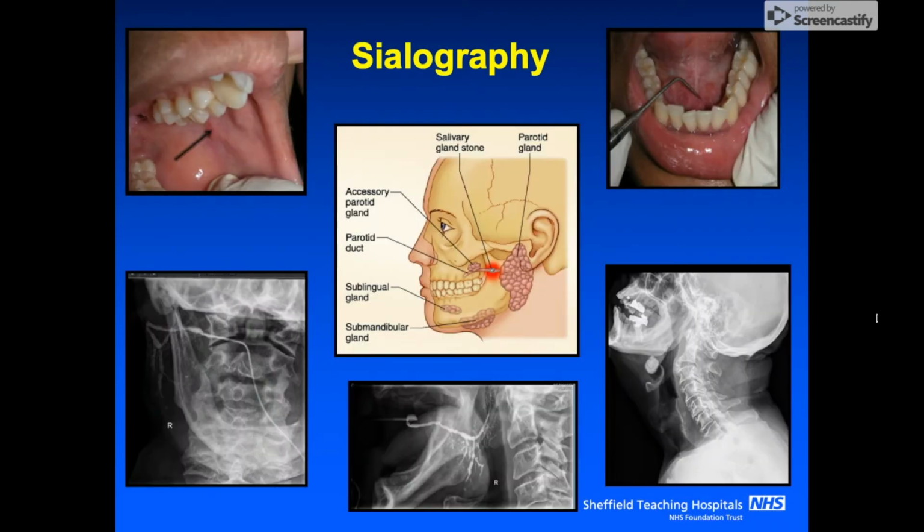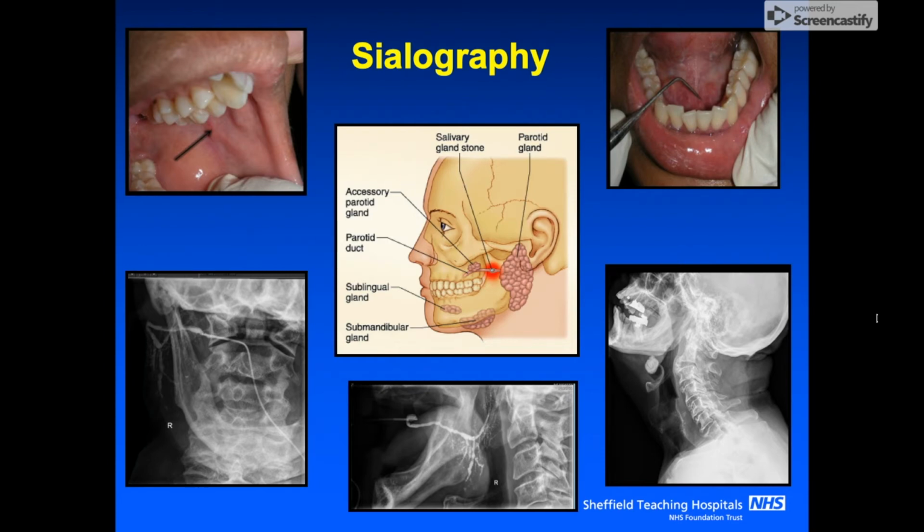Moving on to sialography. This is the radiographic examination of the salivary glands. It usually involves the injection of a small amount of contrast medium into the salivary duct of a single gland, followed by a routine X-ray projection. And we have three pairs of major salivary glands.